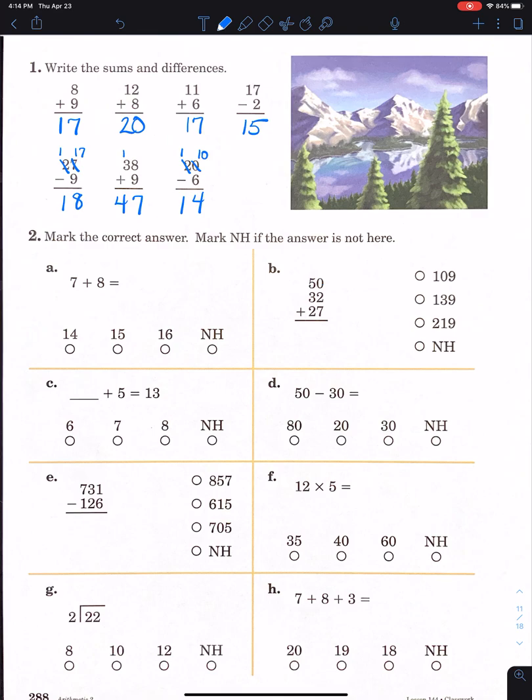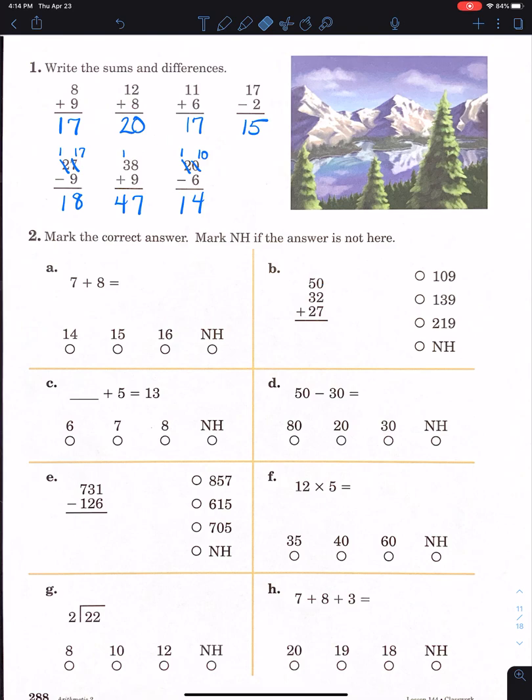Number 2, mark the correct answer. Mark NH if the answer is not here. So sometimes on standardized tests, they will give you answers, but the correct answer isn't there all the time. And that makes it a little harder. So you have to really know your stuff when you have problems with the selection not here or none.